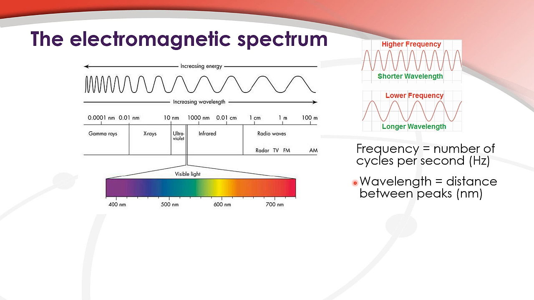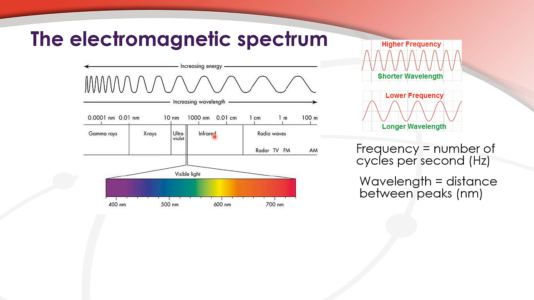The wavelength is the distance between the peaks, measured in nanometers. The distance between these two peaks is shorter. The distance between these two peaks is longer. So where does energy fit into all this? Well, we have increasing energy from right to left. So at high energy, we have high frequency and short wavelength. At low energy, we have low frequency and longer wavelength.